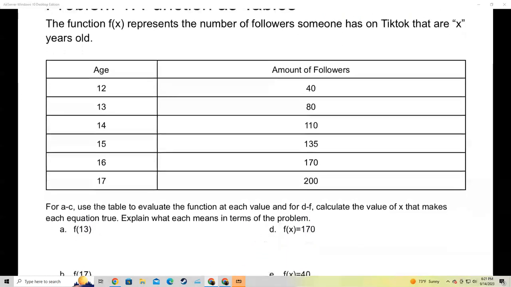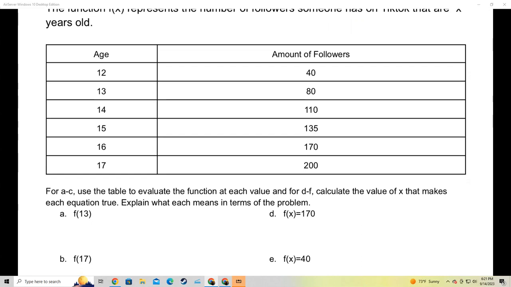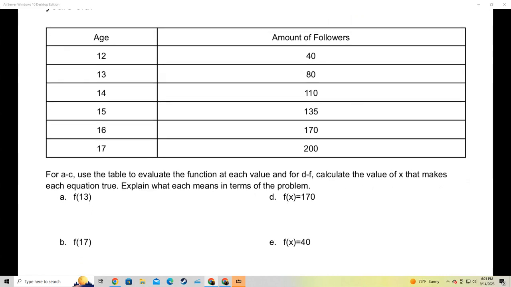We're just going to scroll on through, and it says for A through C, use the table to evaluate the function at each value. For D through F, calculate the value of x that makes each equation true. Explain what each means in terms of the problem. So I will go ahead and do a few of them, but I'm not going to do all of them just because there's a lot of examples. I might verbally say them, but I'm not going to write them all down. Okay. So let's look at the first one.